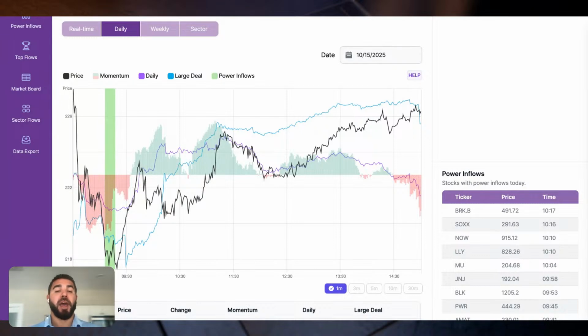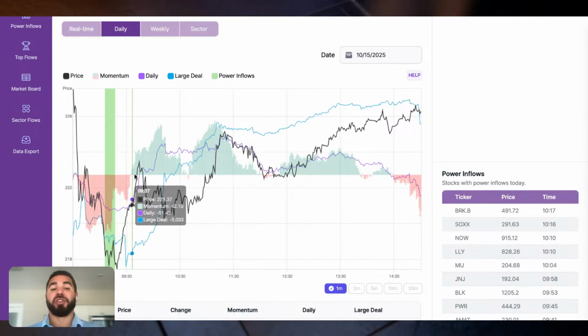Now, you'll see that power inflow signal came in around 10 a.m. Eastern yesterday. And you'll notice what happened after. Everything started to tick up a little bit. The institutional flow data, that light blue line, look how much that started to rise throughout the rest of the day. Same thing with the retail flow data. You can see that as well. It was red to start the day, so more selling than buying.